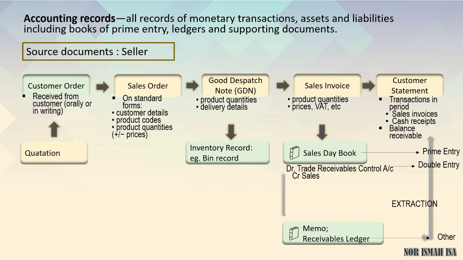Also, at the end of the month, the seller will compare the trade receivable control account with the total of the list of balances in the memorandum ledger, the receivable ledger, to see whether the balance in the trade receivable control account and the total of the list of balances agree or not. If they do not agree, the seller will make a reconciliation between this account and this list.